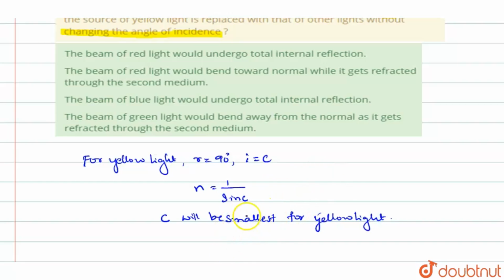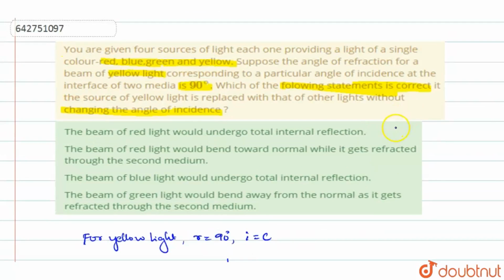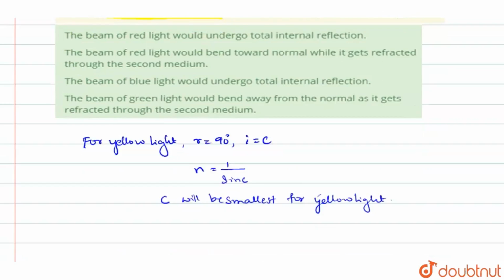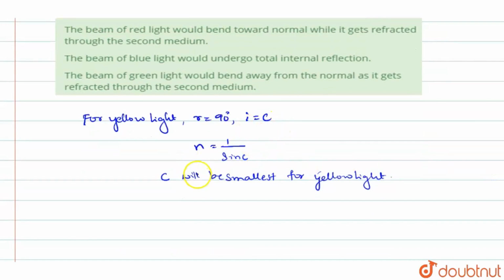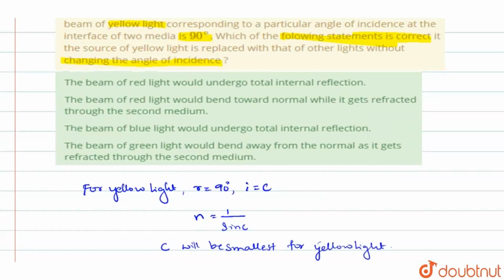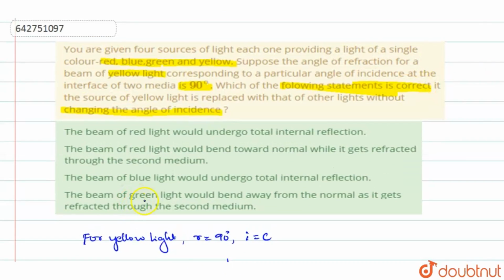Now what happens when it is replaced with other light? If i is equal to C, for it to change, i should be greater than C. So if i should be greater than C, n should be smaller. So among these, which has the smaller value of n? It will be blue color, because the smallest wavelength is for blue color. So the smaller refractive index will also be for blue color.